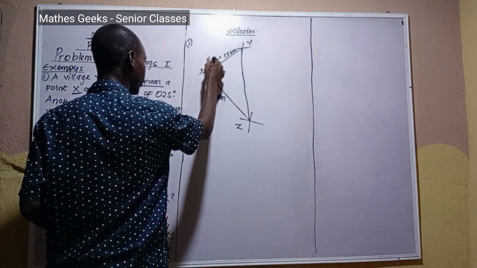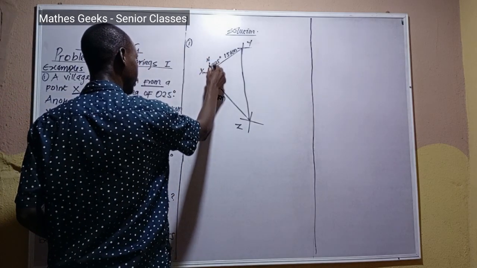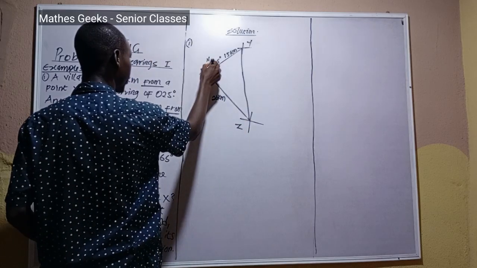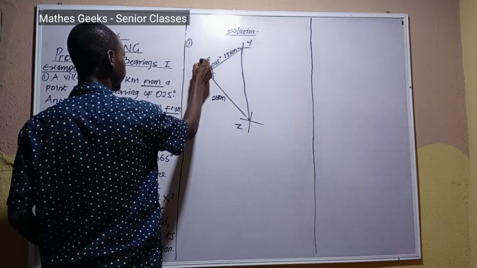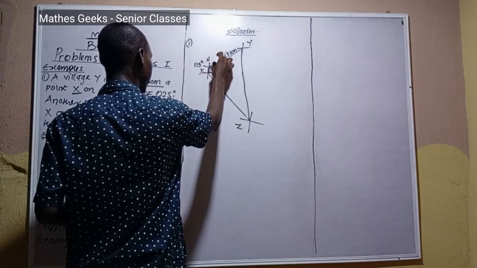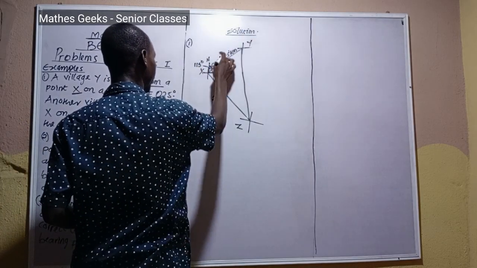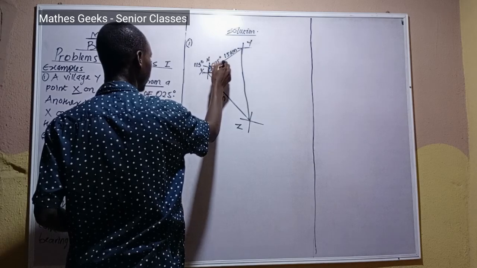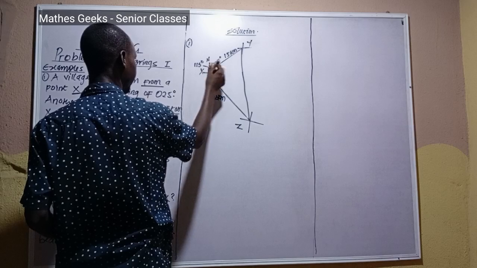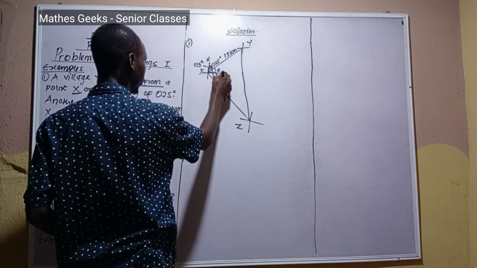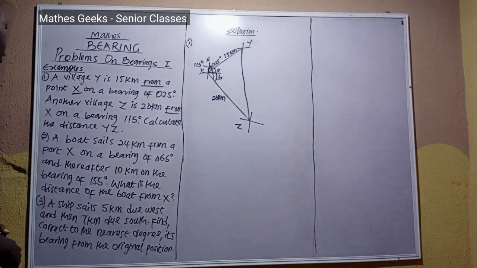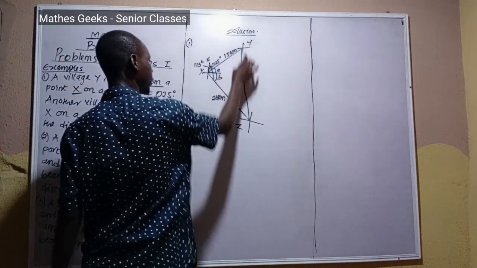Don't forget, from the north to this line, which indicates the bearing of Z from X, is 115 degrees. So I'm going to write it here, 115 degrees. The bearing of Y from X is 25 degrees, so there will be an angle here left. I'm going to call it E. And for the bearing of Z from X, there will be an angle here. I'm going to call it B. Alright, so 20 kilometers. The question says calculate the distance YZ. So we need to find this distance.